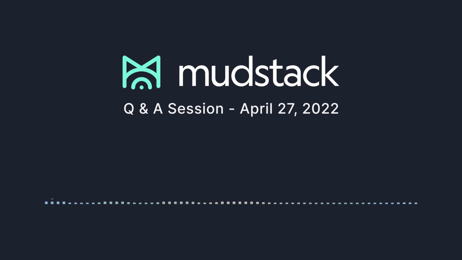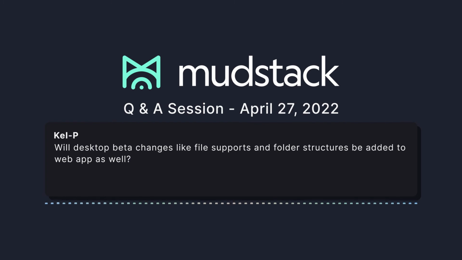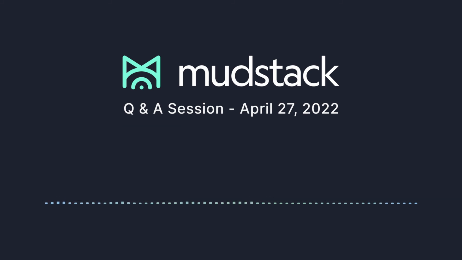The other part here is related to desktop beta changes, like file support and folder structures being added to the web app as well. Yes, the folder structures are moving over to the web app, and it'll move over to cloud inside the desktop app. That is, I think, slated sometime in the June-July range. So we'll have that capability there. Whenever you download files, once we get that folder structure in, those folder structures come along with it.